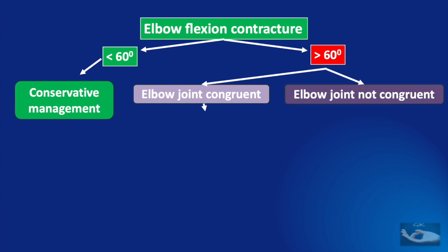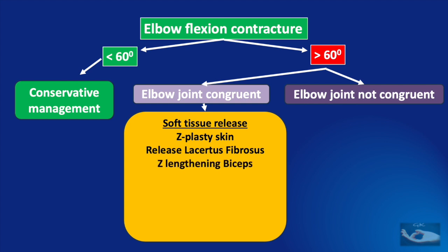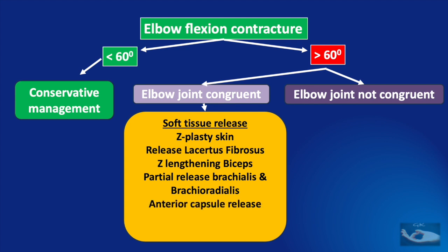If the elbow joint is congruent, soft tissue release procedures like Z-plasty of the skin, release of lacertus fibrosus, Z lengthening of the biceps, partial release of the brachialis and brachioradialis, anterior capsule release or fractional lengthening of the pronator mass can be done.